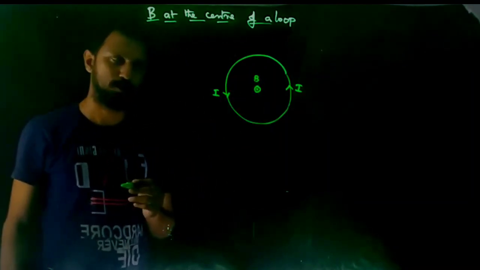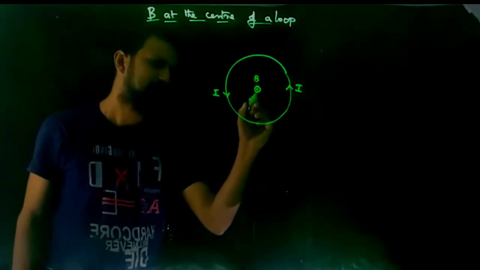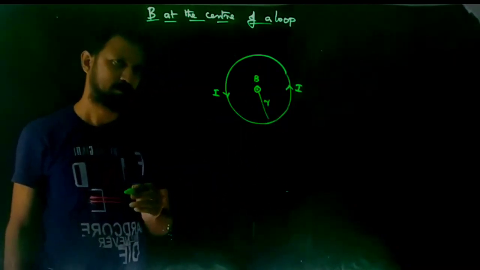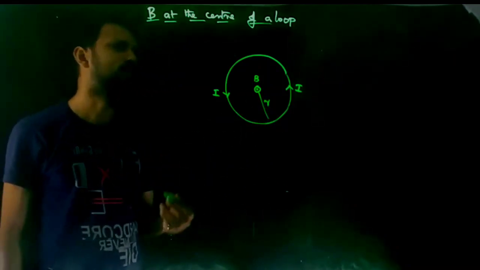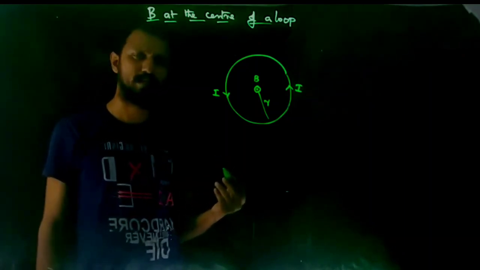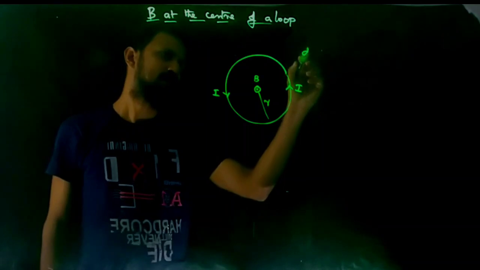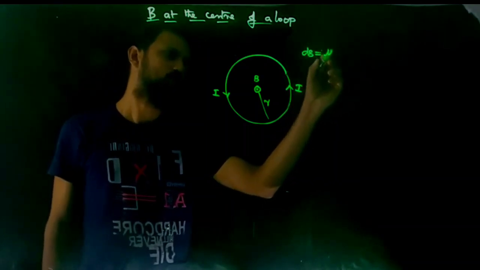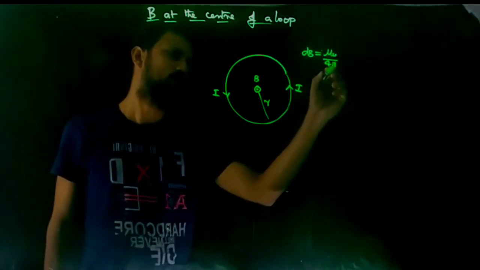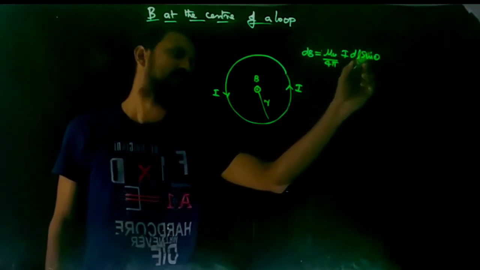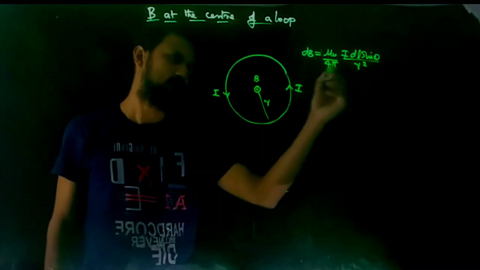For that, let's say the radius of the circular loop is r. We will use Biot-Savart's law for finding the magnetic field intensity. As you know, Biot-Savart's law says dB is equal to mu 0 by 4 pi I dl sin theta divided by r square.